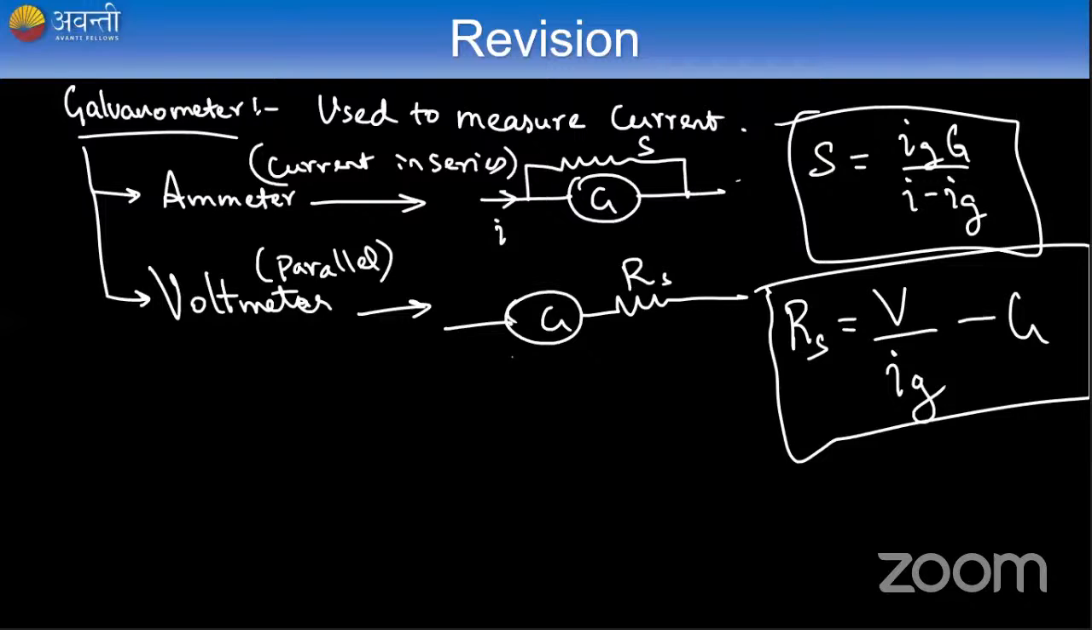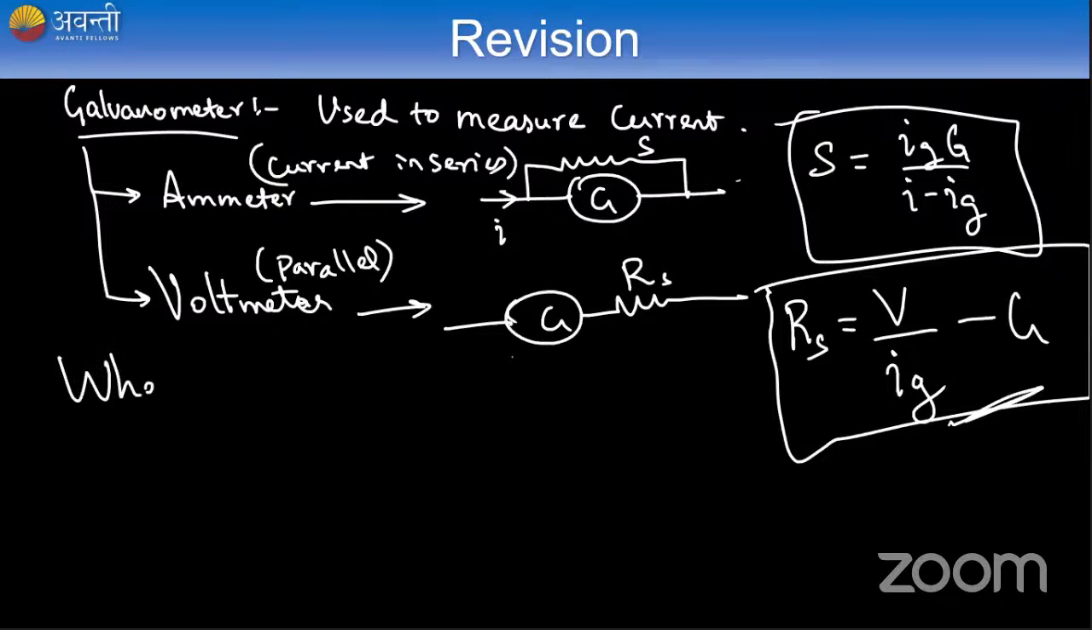Okay. So yes, this is the series resistance which is used to convert the galvanometer into a voltmeter. RS is equal to V by Ig minus G. This is the value. So if anyone missed, please recall here. Next, we studied about something called this.